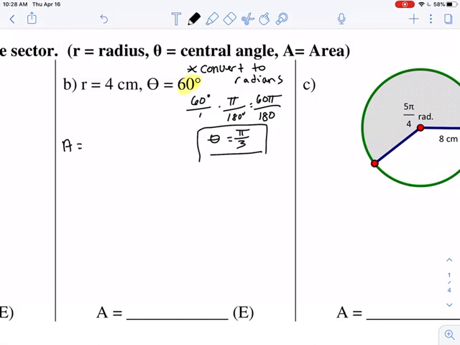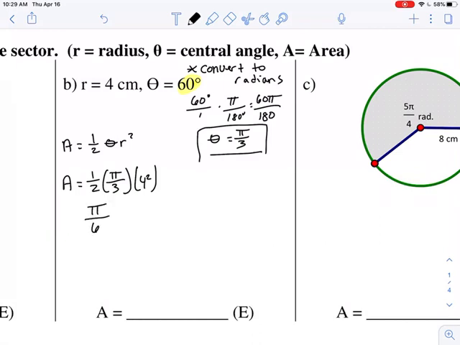So once we have the angle converted in radians, we're going to use our formula: area equals half times theta times radius squared. So area is what we don't know. All right. Half. That theta we just figured out. So that's pi over 3 times radius squared. So that would be 4 squared. All right. Start simplifying. So I'm going to multiply 1 times pi. It's going to give me pi.